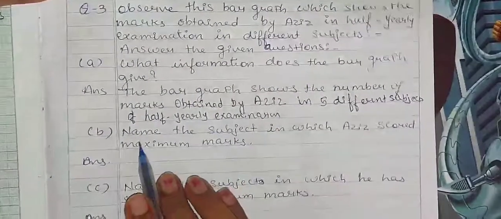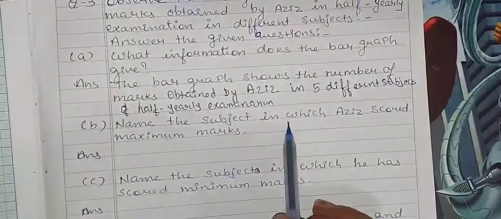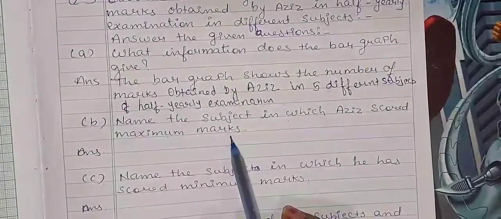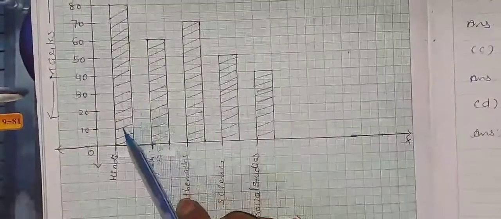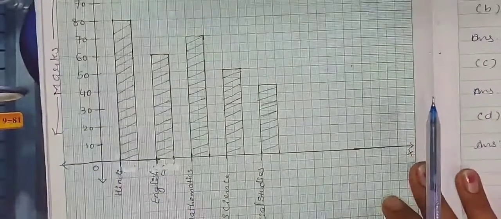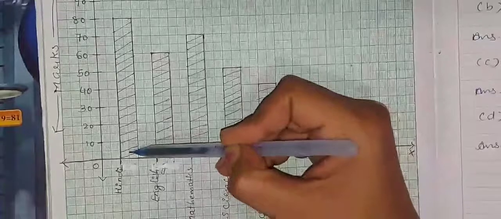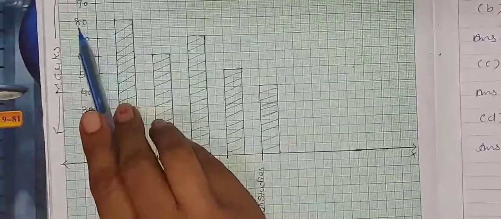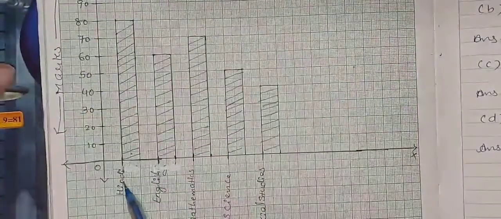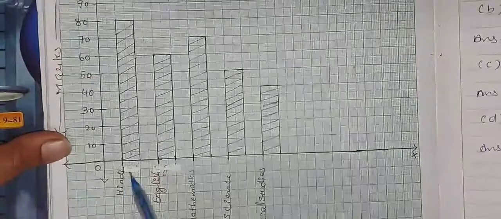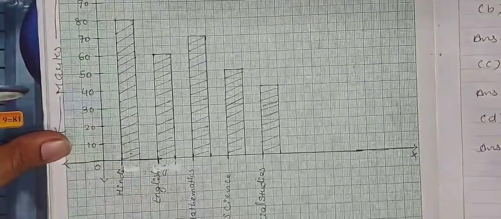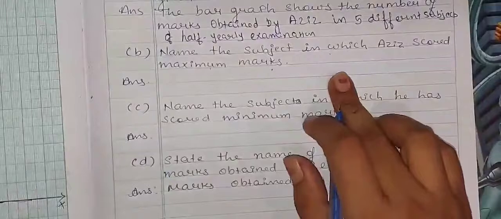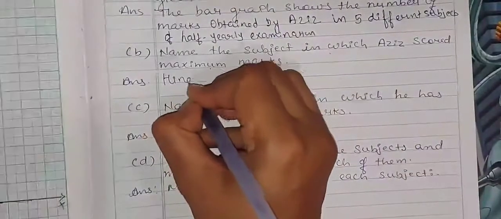Next question is B. Name the subject in which Aziz scored maximum marks. Let us find this answer from the graph. So students, in this bar graph, which height is maximum? Hindi. We can see Hindi is the subject where maximum marks are there, and that is 80. He scored 80 marks in Hindi. So, name the subject in which Aziz scored maximum marks? Hindi. Answer is Hindi.